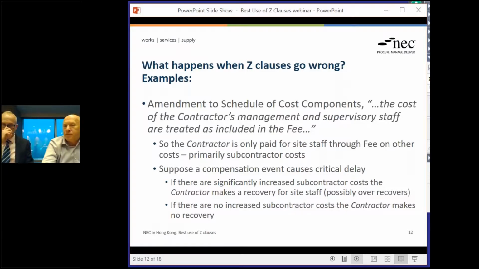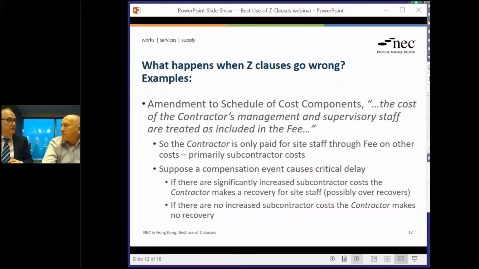But what if something happens? There's a compensation event, and let's assume it causes critical delay. It's going to incur minimal extra costs, possibly. Exactly. So as I've got on the slide here, you could have a significant delay, which is going to keep the site management staff on there for whatever months it may be. And fine, if the subcontractors are all delayed, or the reason for the compensation event is some huge variation with lots of extra work being done, then it may be that the extra fee on that extra cost is going to cover those management and supervisory costs.